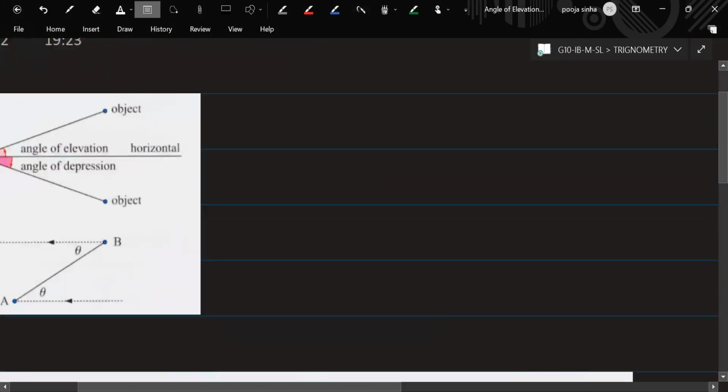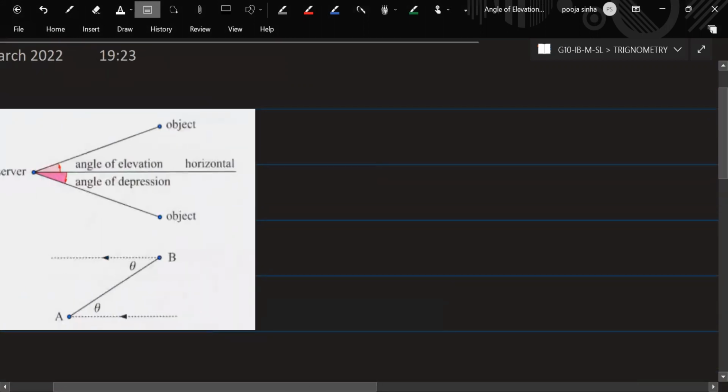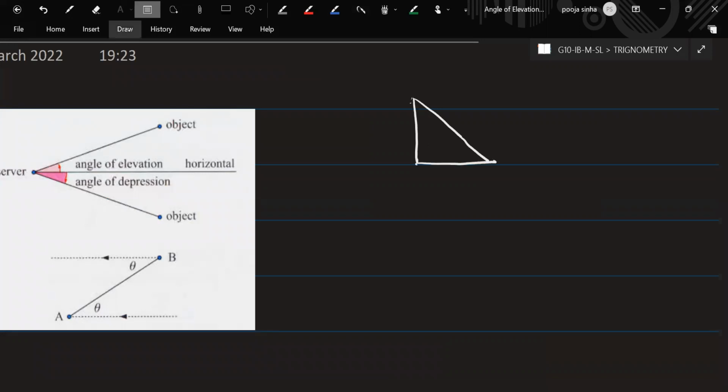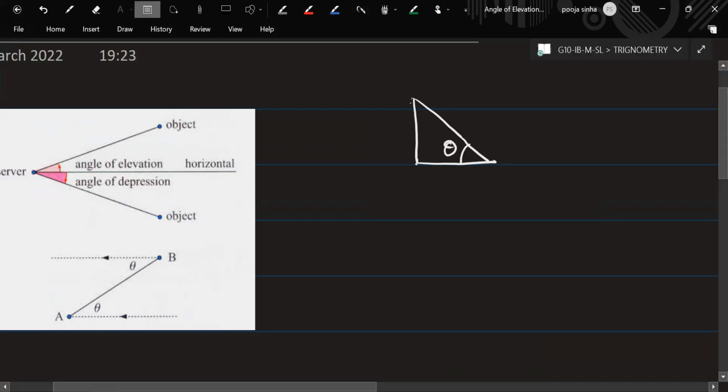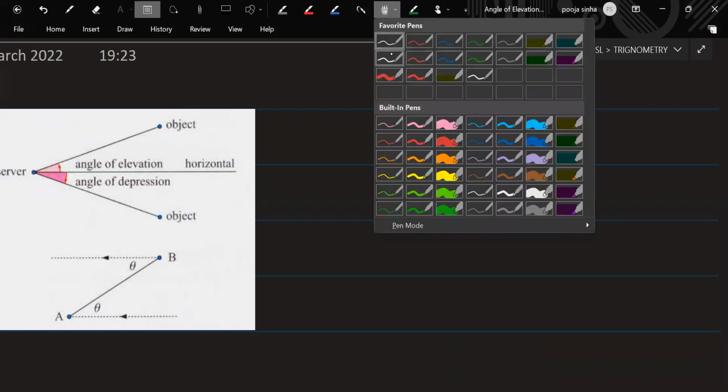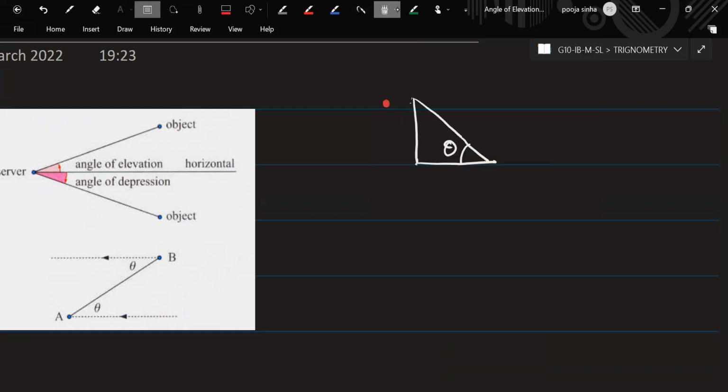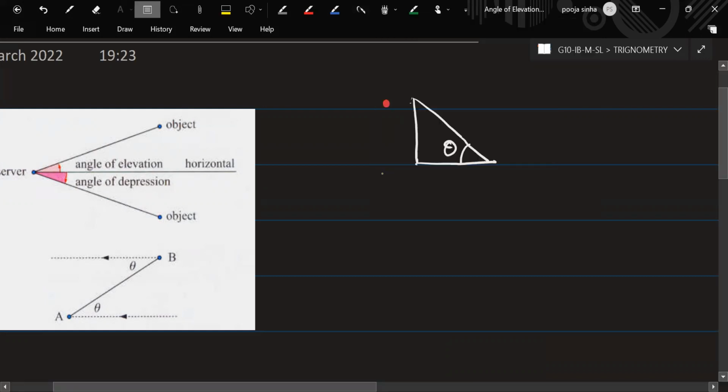Now, before understanding, can you answer a few questions I have? Our first question: it's a right angle triangle that you see here. This angle is theta. Opposite to theta is called what side? Opposite. What is this? Hypotenuse. Then this is called adjacent. Opposite, hypotenuse, and adjacent.